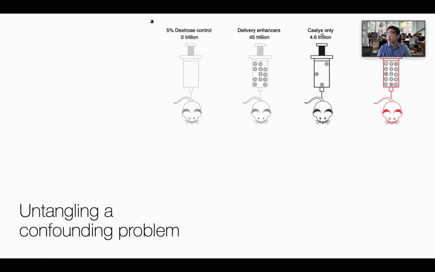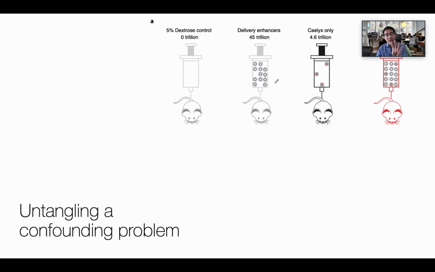We chose Caelyx as our model therapeutic nanoparticle. This is a clinically approved nanoparticle that's used to treat cancers in human patients right now. It's a liposome, made of lipids, and it's loaded with doxorubicin on the inside, which is an anti-cancer drug. To make sure that nanoparticle number was important, we created nanoparticles called delivery enhancers. They were liposomes that were not loaded with any chemotherapies, just empty nanoparticles, and their main goal was to boost that dose artificially and distract the liver.